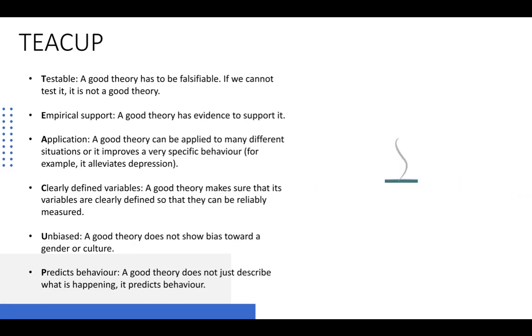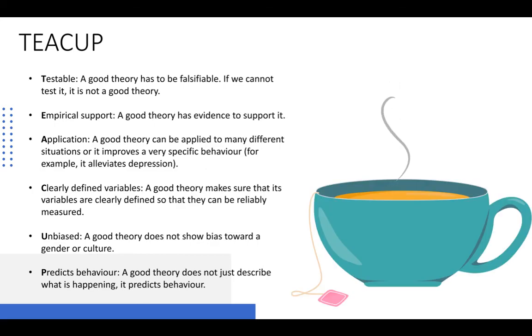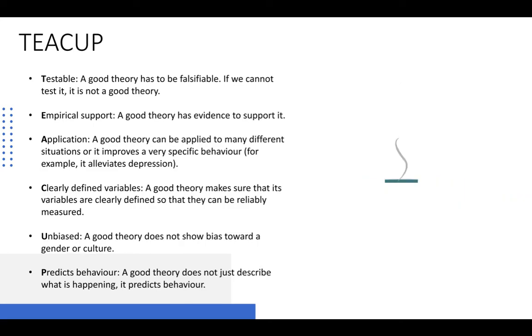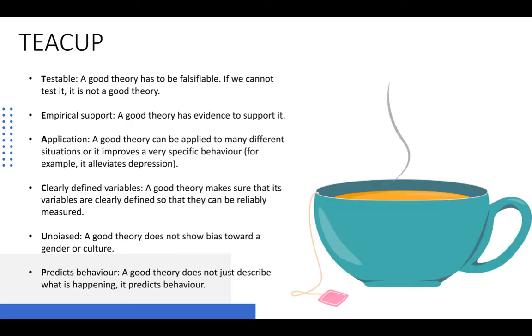Clearly defined variables, again, that goes back to construct validity. Are we truly studying by this procedure what we want to study? Okay, if I'm studying schema theory, is my procedure really studying schema theory? Okay, unbiased, we've already gone over this in GMECT. Is this theory applicable to both genders or other genders as well? And is it applicable to all cultures, or is it just applicable to a specific culture?